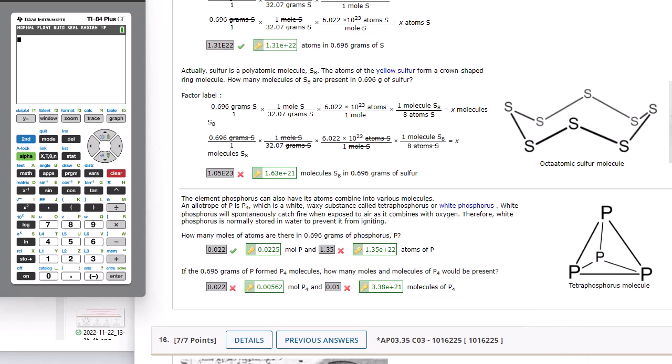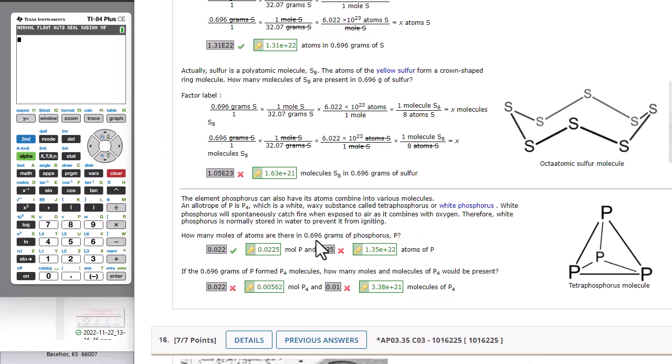Okay, let's deal with this problem with phosphorus and see how we can solve it with a calculator. Again, we've got a calculator. When you turn your calculator on, think about the numbers that you're calculating. It does the multiplication and division quickly, but you've got to understand what's happening to really see if you did the problem correctly. Now, how many moles of atoms are in 0.696 grams of phosphorus?